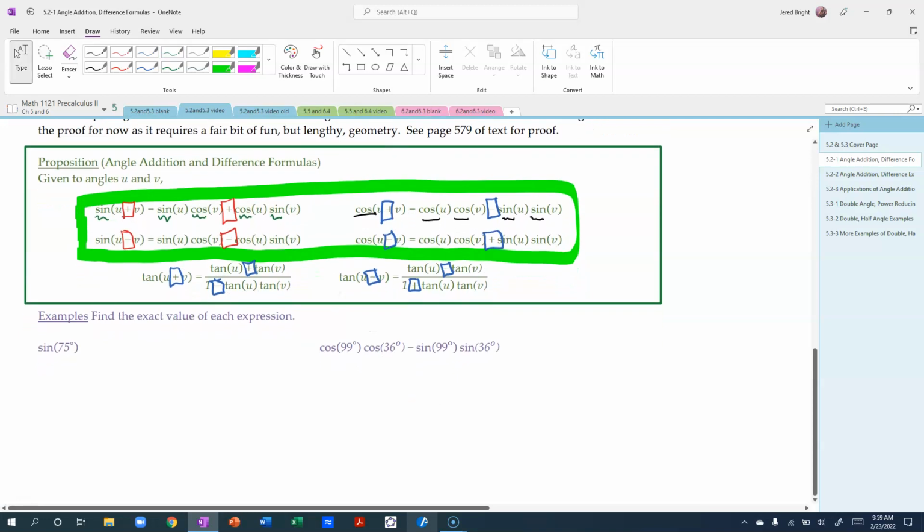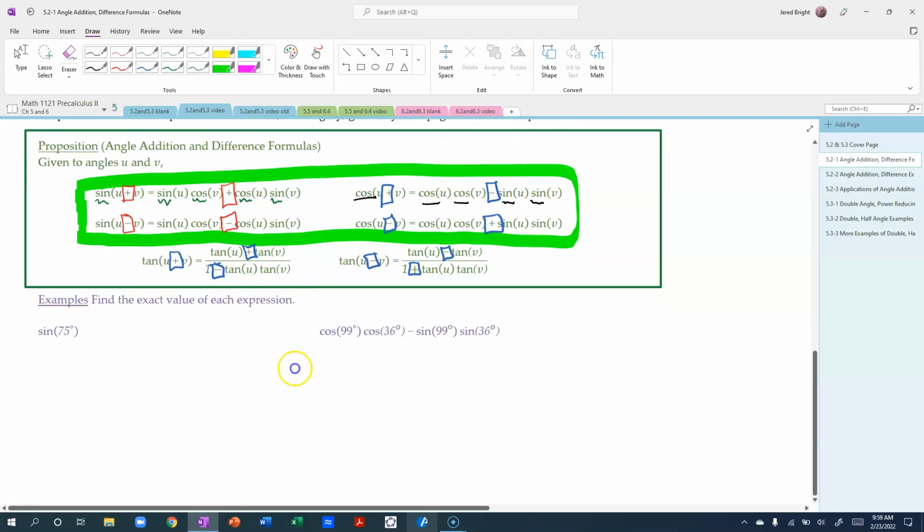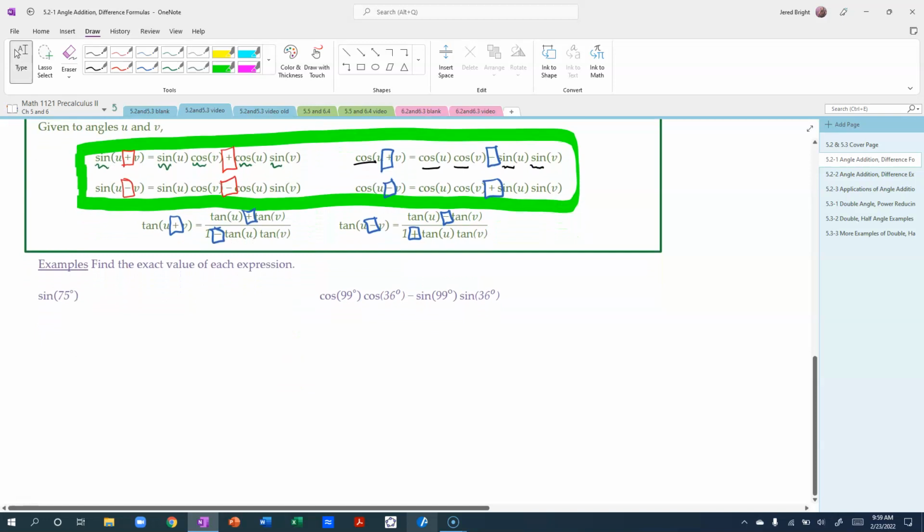Now, how do we actually use these? They help us find values of odd angles that we might not know immediately from the unit circle. So for example, sine of 75. 75 is not one of our nice angles from the unit circle. However, with a little bit of thinking, and this part takes a little bit of time, you could say, well, 75 is 30 degrees plus 45 degrees. And those happen to be nice angles on the unit circle.